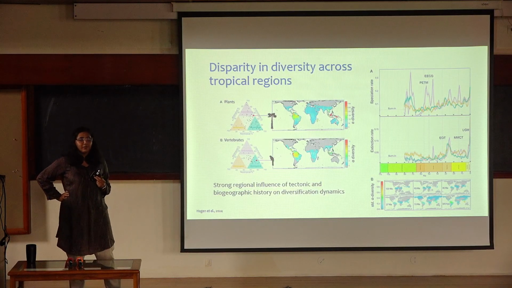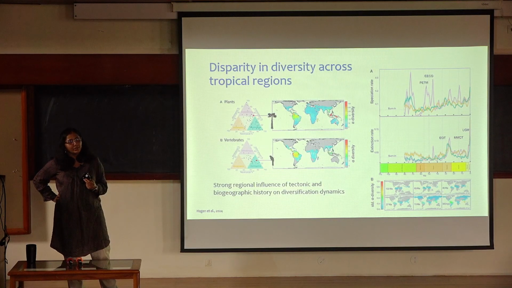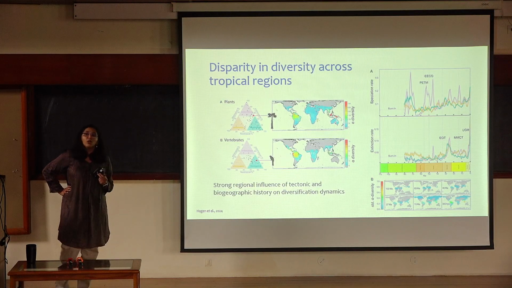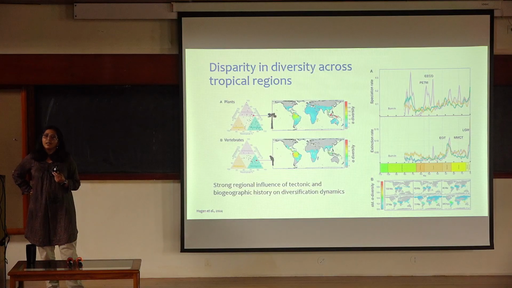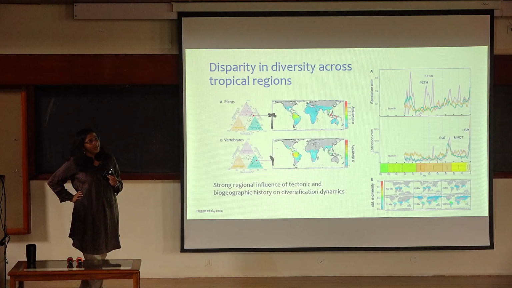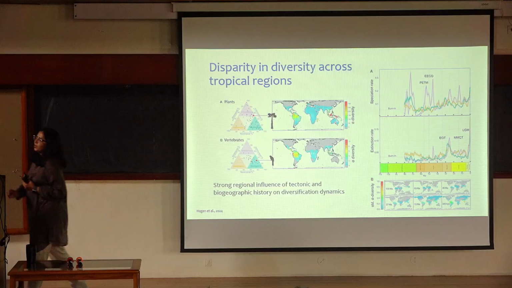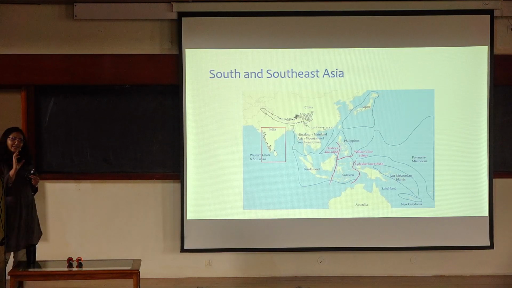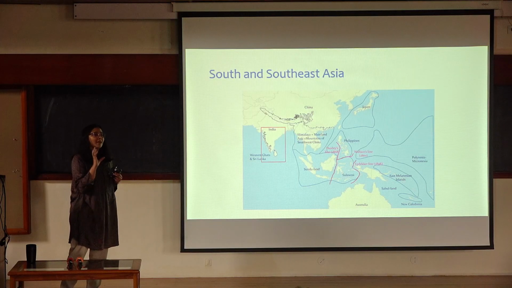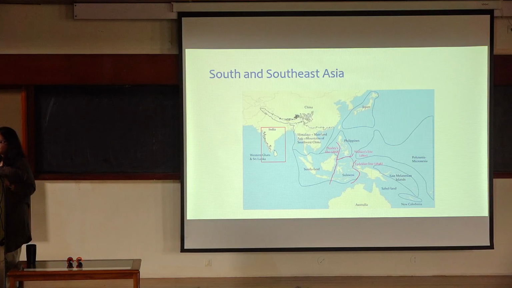Within the tropical belt, where the climate is similar across the tropical area, you have a disparity in diversity. It's not evenly distributed, and not across taxa as well. What could be the potential drivers of this? People have argued that the strong regional biogeographic history, and the speciation and extinction rates in individual organisms, are driving these factors. In this context, when we think about South and Southeast Asia, our understanding is limited. We are still understanding the diversity gradients and factors there, and then we will think about the potential processes which may be driving these.